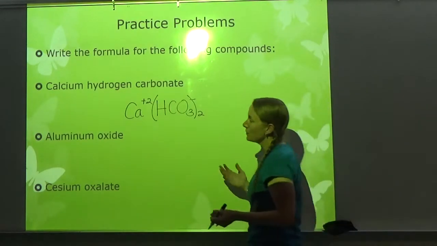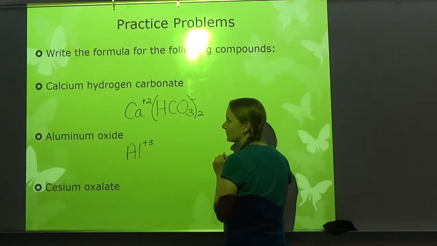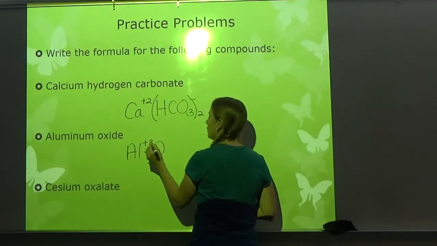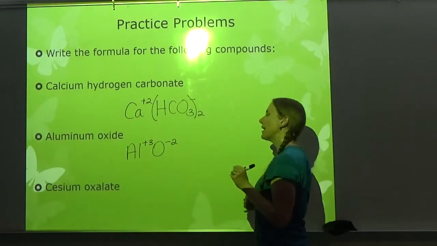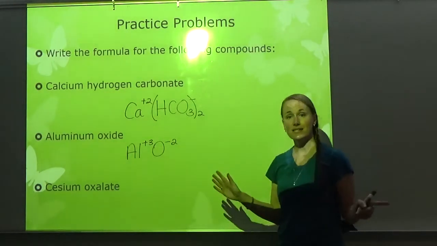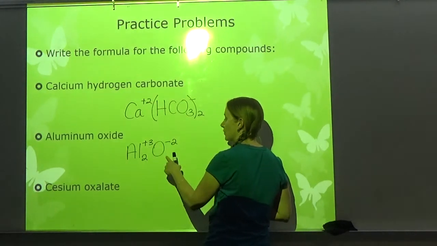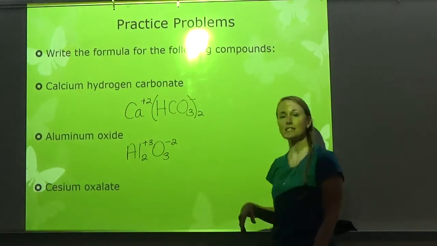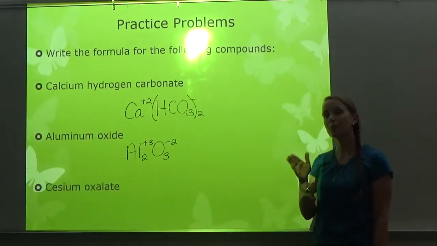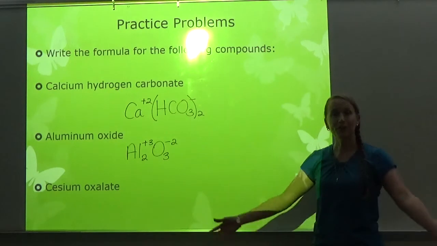All right, our next one's aluminum oxide. So aluminum is Al. It's in group 13, so it has a +3 charge. Oxide is O. It's in group 16, so it has a -2 charge. So I have a +3, -2, that doesn't cancel, so I take my 2 and cross it here. I take my 3 and cross it here. Remember, when you're balancing charges, you bring down the number only, not the positive or negative sign. All right, hopefully you're getting these right so far.